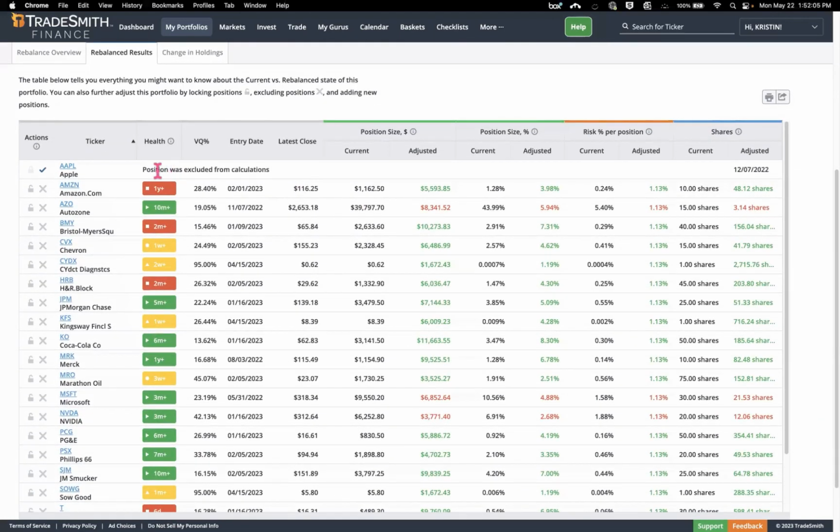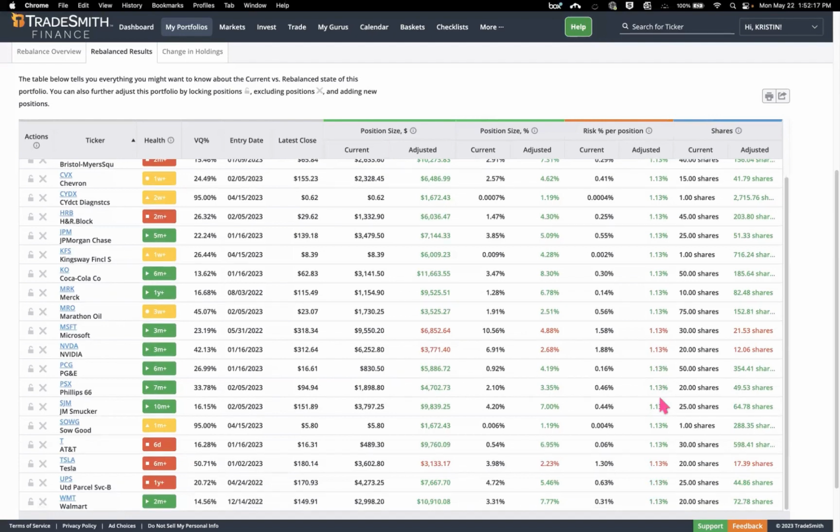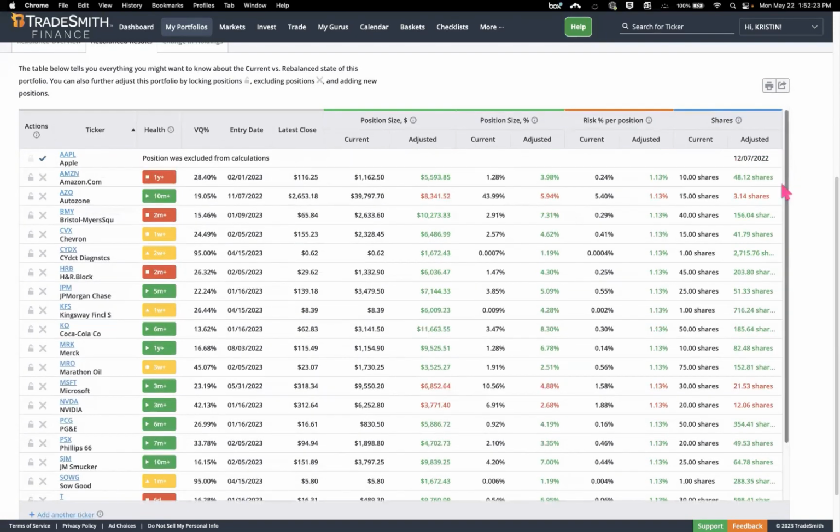Okay, there we go. So Apple was excluded from the calculations altogether. And you can see it did adjust this a little bit from 1.08 to 1.13 straight down the line. And it basically took those shares that it wanted me to add and put them elsewhere. I wish it would show me where it put it. I mean, you probably could print it or take a screenshot and compare the shares here to see really where those shares went to.